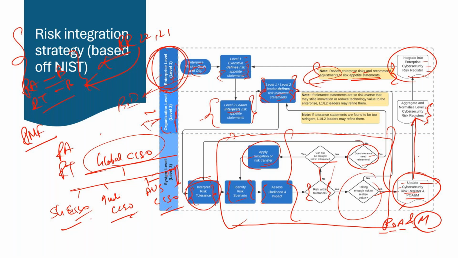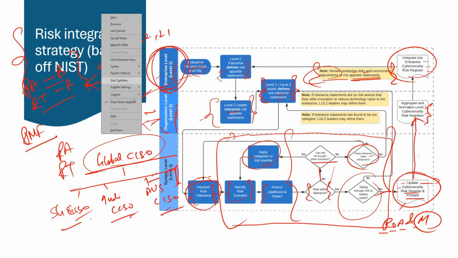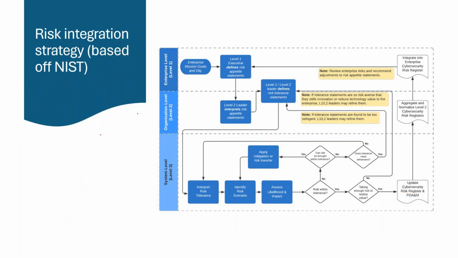And this is something applicable to organizations which are of a much larger scale. They have multiple offices across geographies and across locations. And if such a situation arises, then definitely they would be going ahead with the enterprise level, organization level, and system level risk assessments. So yeah, that's pretty much it from the risk integration.